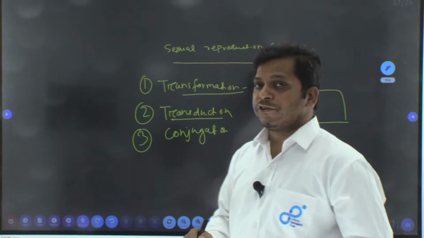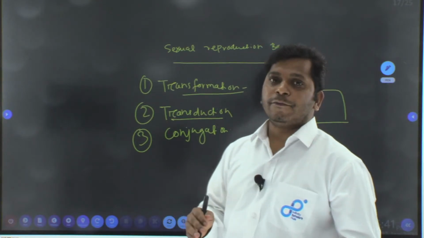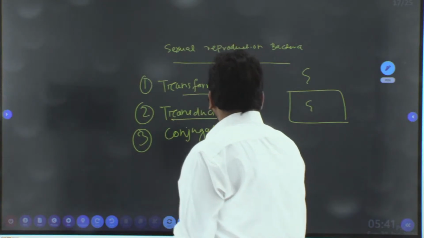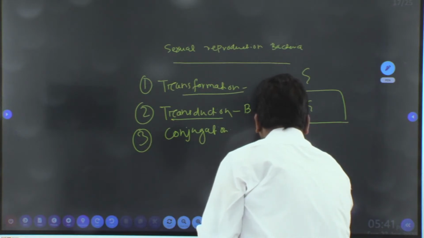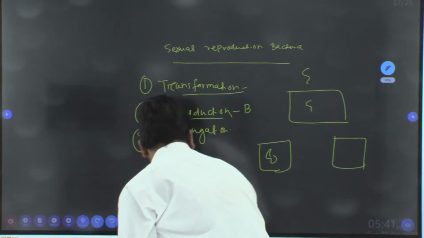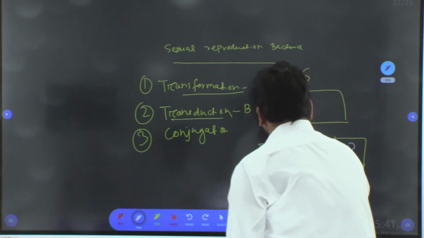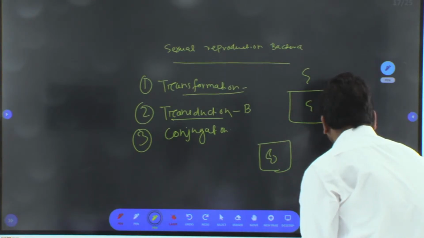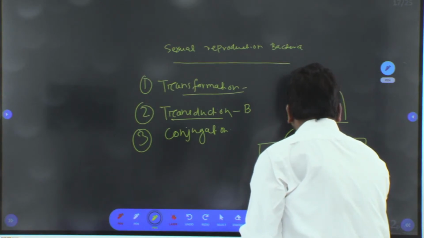Transduction is a process in which the gene or DNA from one bacteria is transferred into another bacteria with the help of a bacteriophage. Suppose this is one bacteria, it has its own genome, and this is another bacteria with its own genome. Suppose the genome of this bacteria is integrated here in some way. And what is the mode in which it is transferred? It is transferred with the help of a bacteriophage.